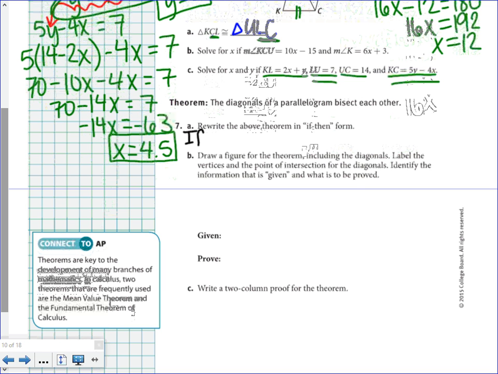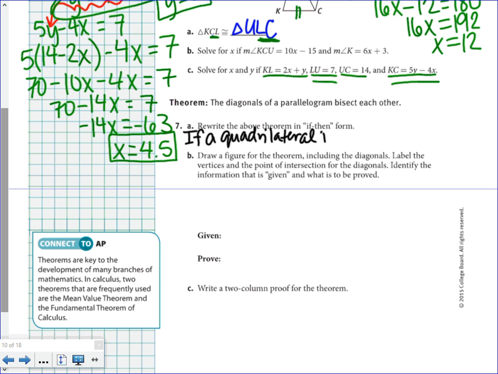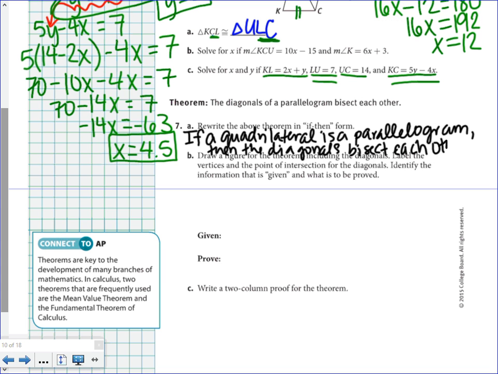So, if a quadrilateral is a parallelogram, then the diagonals bisect each other. So that's putting it as if-then. If it's a parallelogram, the diagonals bisect each other.